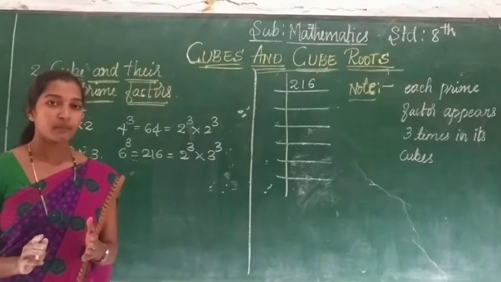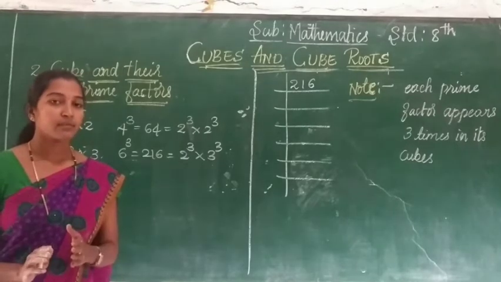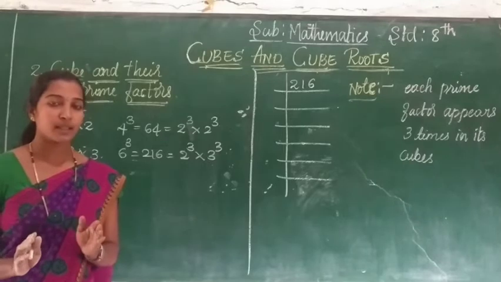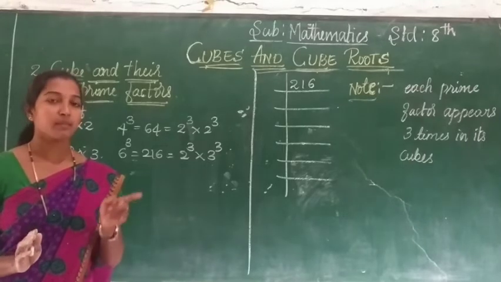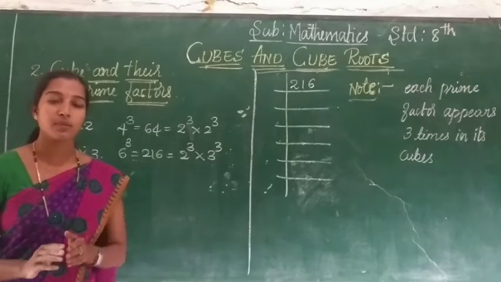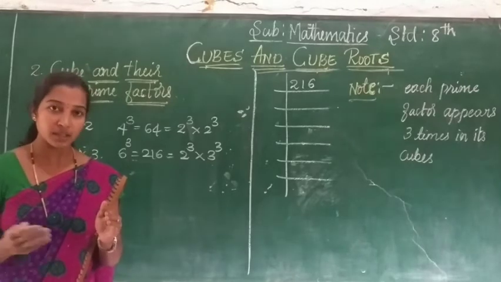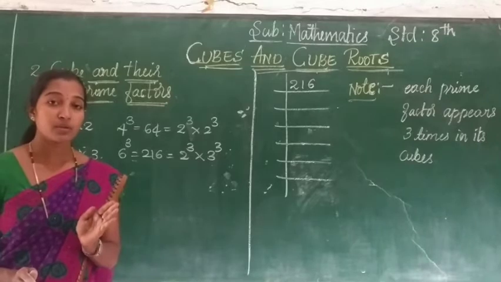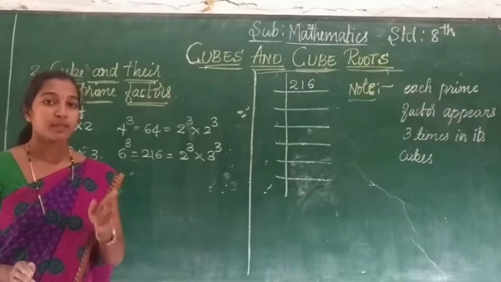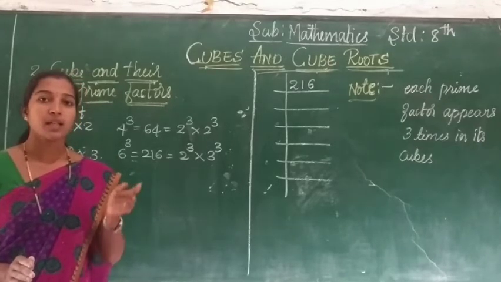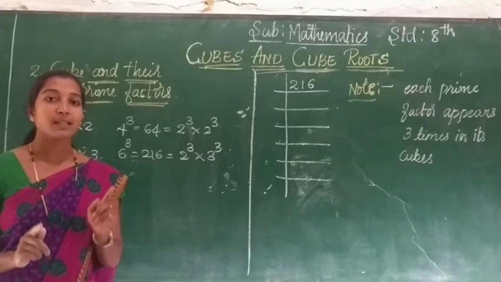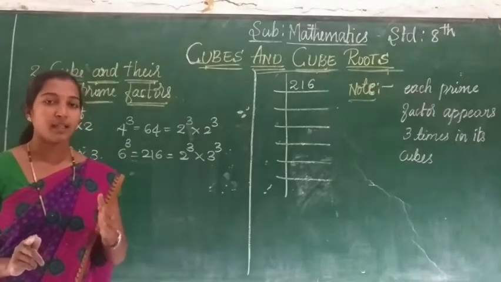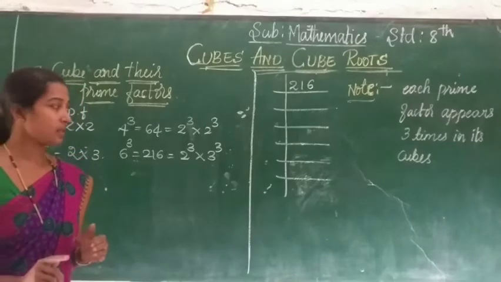Listen children, all of you, listen carefully here. Prime factor: factor is a number. Factorization means a process of writing a given number as a multiplication of two or more numbers. But then we have to choose the numbers that are prime. Prime means the number is divided by one and itself only. Keep all of this in your mind and then do the problems here.